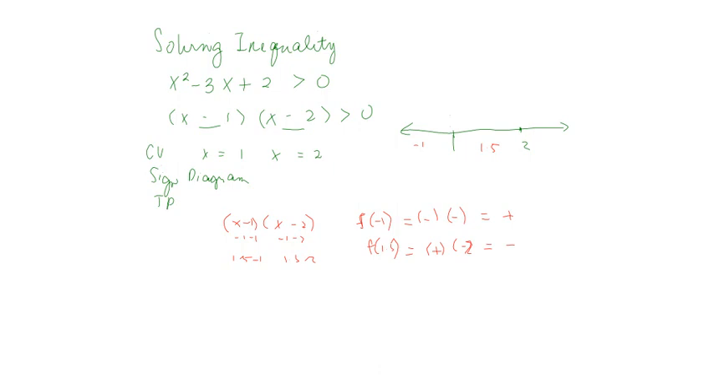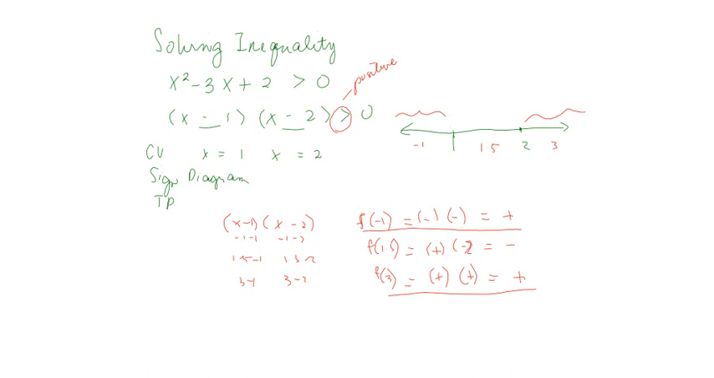Now let's try a test point here, let's say 3. So f of 3. We have 3 minus 1 is positive, and 3 minus 2 is positive. Positive times positive is positive. Now we're looking for an answer wherein this is greater than 0, meaning to say we're looking for a positive answer. And this happens in this region, and also in the region here.